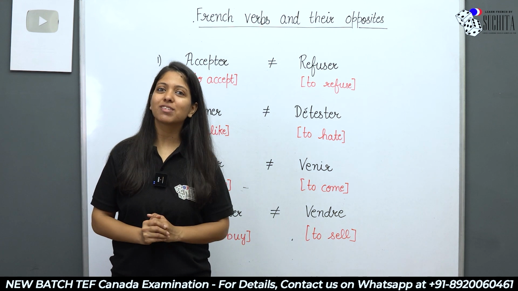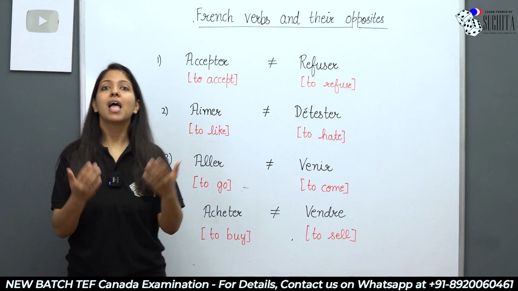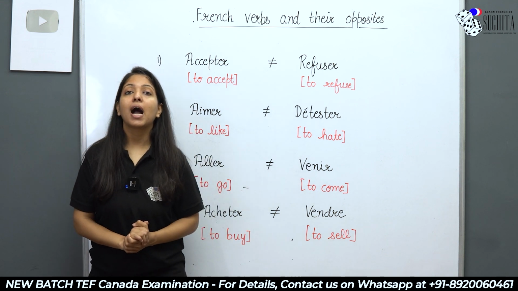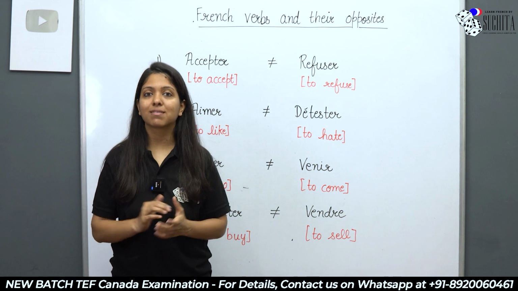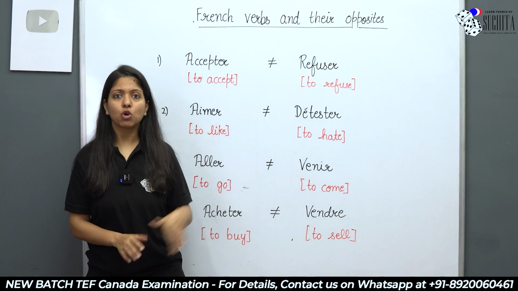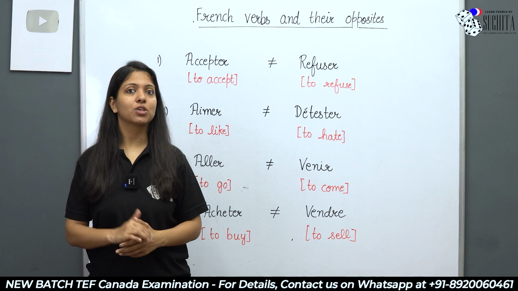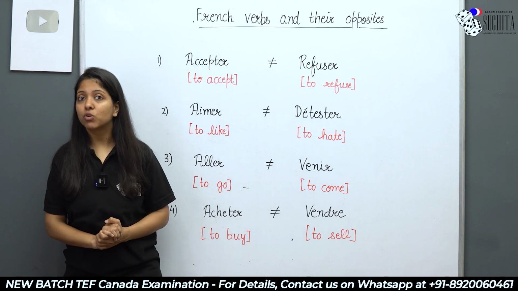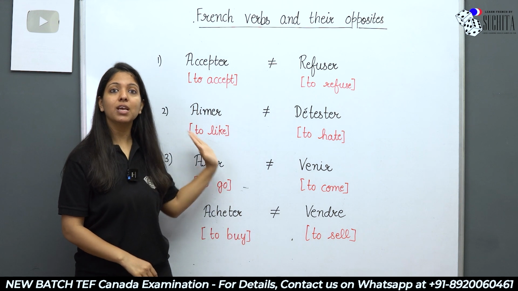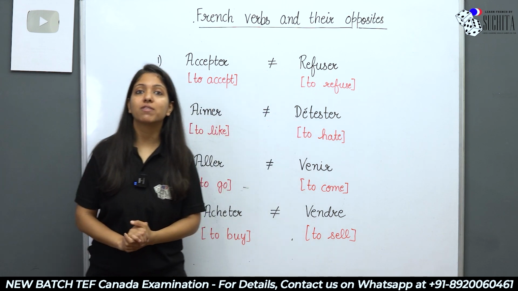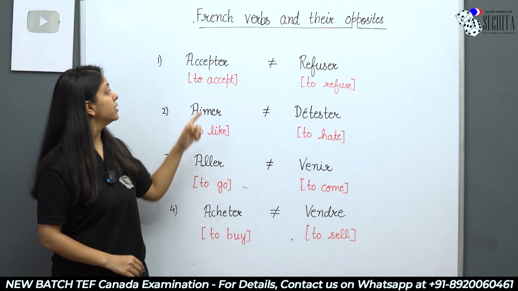So now let's just start with this video, and the first verb that I'm going to do with you is the verb accepter. Accepter, which means to accept. All of them are verbs, right? So accepter, which means to accept. Now what is its opposite? Its opposite would be to refuse. So accepter, the opposite is refuser. Both of them are ER verbs, right?